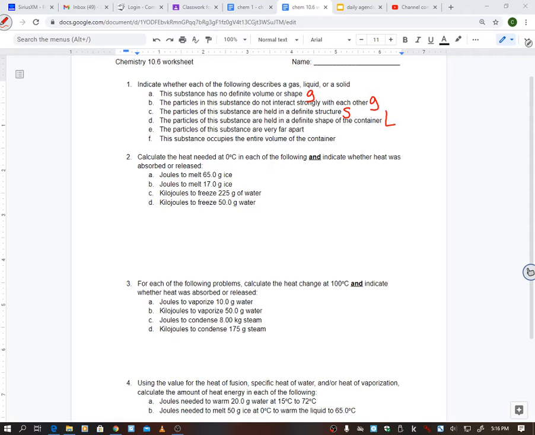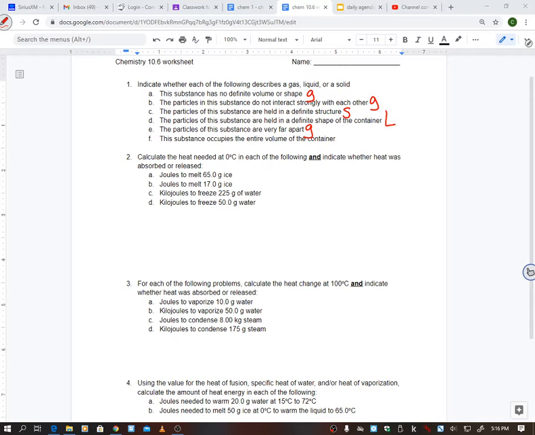The particles of the substance are very far apart. Once again, a gas. This substance occupies the entire volume of the container. Now, this one has tricked more people than the others, because a lot of them think it should be liquid. And yes, a liquid will occupy what it is, but if you have a water bottle that's only half full, the water is only in the bottom half of the bottle.